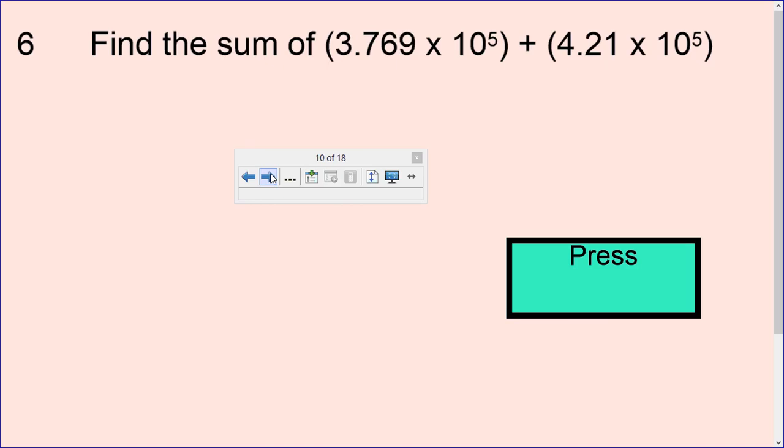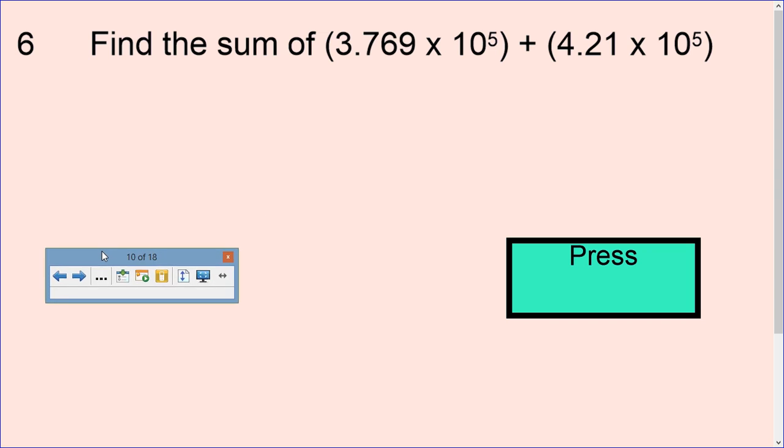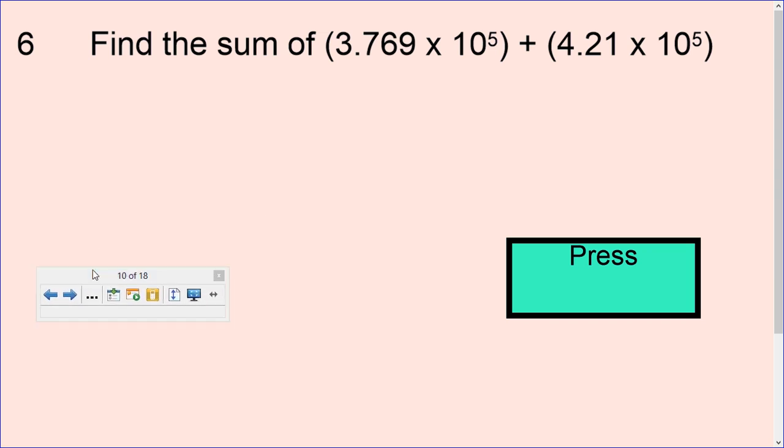So let's try an example. Here we have to find the sum of 3.769 times 10 to the 5th, plus, we're going to add to that, 4.21 times 10 to the 5th. Okay, our steps were to make sure that the powers are the same. The exponents have to be the same in order to add or subtract. So yes, the exponents are the same, so that's going to give us the same exponent. We're just going to rewrite that. So that'll give us 10 to the 5th.